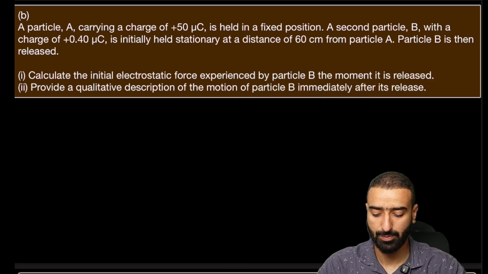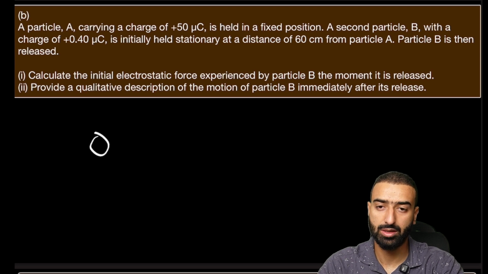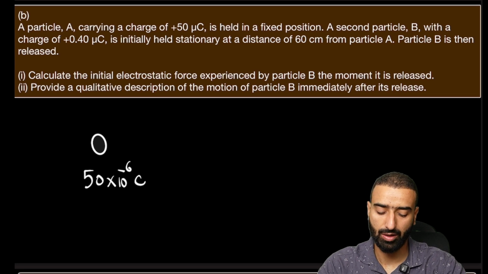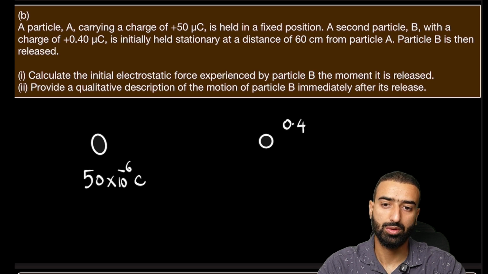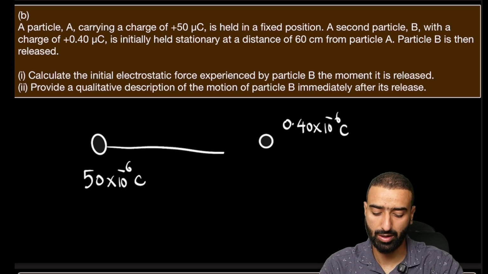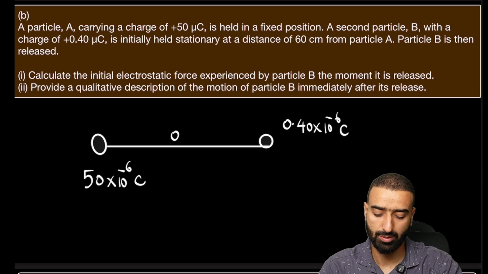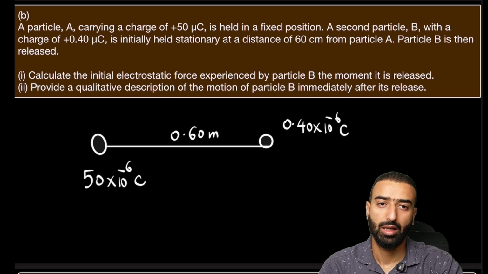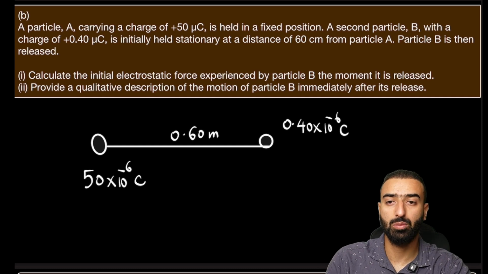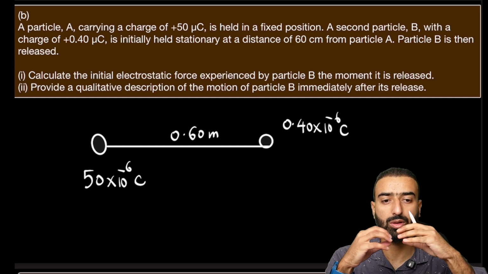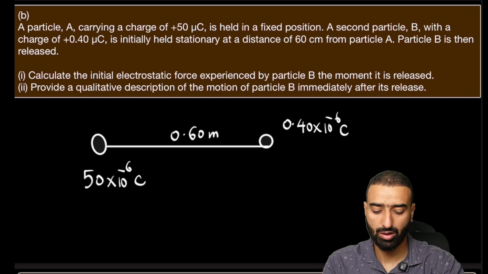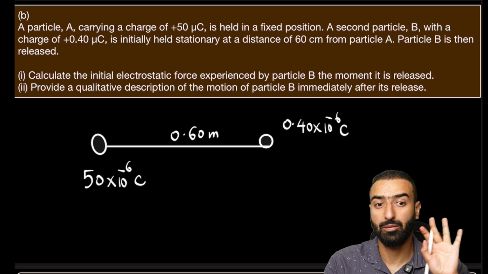So what we have here is a stationary charge that is 50 microcoulomb. That's stationary. And we have another charged particle, whose charge is 0.40 microcoulomb. And they are separated by a distance of 60 centimeter. So I'm going to write that in meters. And we have to find the force. First of all, we realize that both of the charges are positive. So there's going to be a repulsion between them. The charge over here is going to be repelled away.